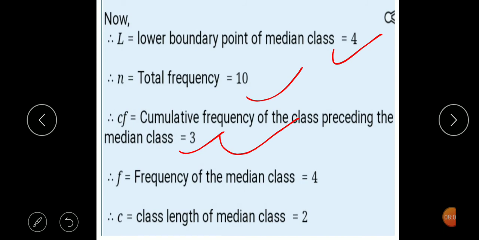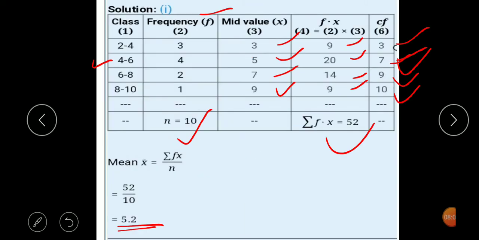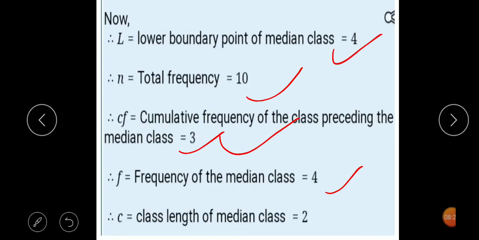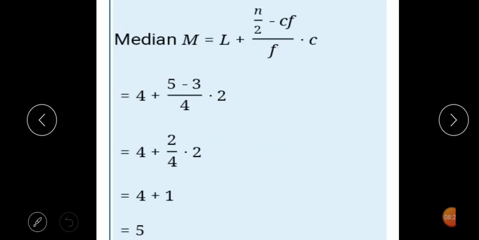Now frequency of the median class and class size, again look at the table. Frequency of the median class is 4, and the class size is 2. Any two columns you can subtract, 4 minus 2, 6 minus 4, we will get the class size in this way. Now we will use the formula for median.